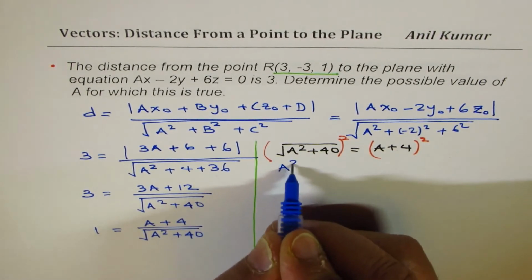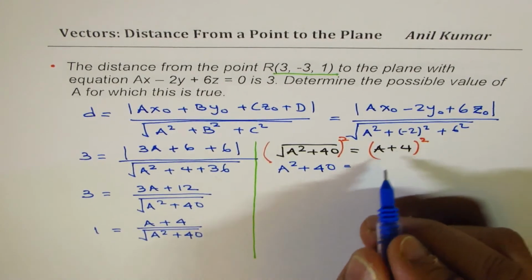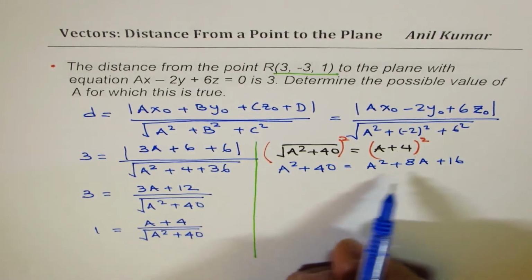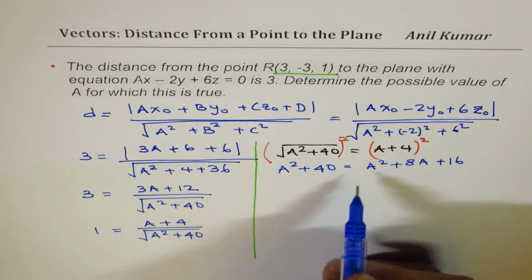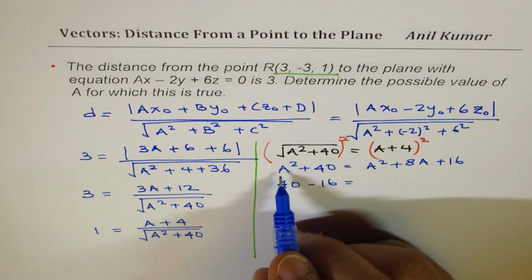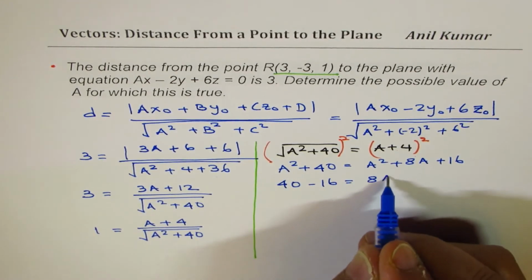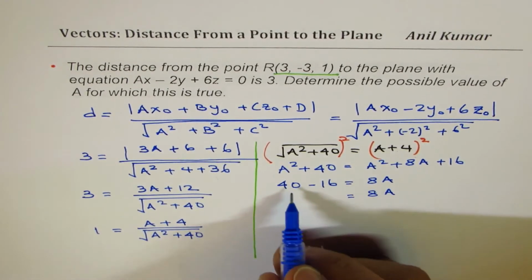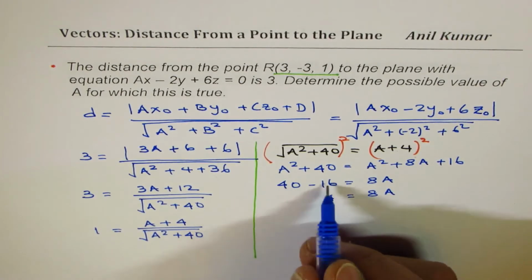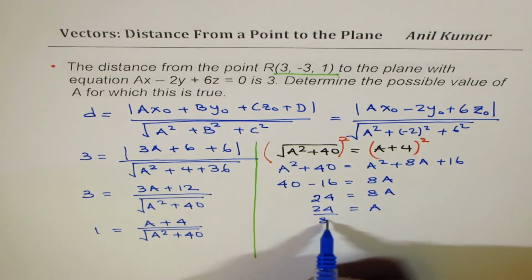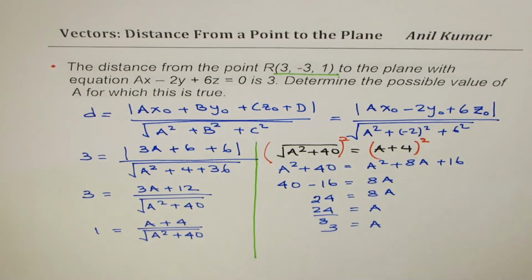So I get a squared plus 40 equals, the square will be a squared plus 2ab, which is 8a, plus 16. Now bringing all the terms together with a, we will get 40 minus 16 equals, a squared cancels, 8a. Taking away, we get 24 equals 8a, or a equals 24 over 8, which is 3. So a is 3. So we get our answer, a equals 3.